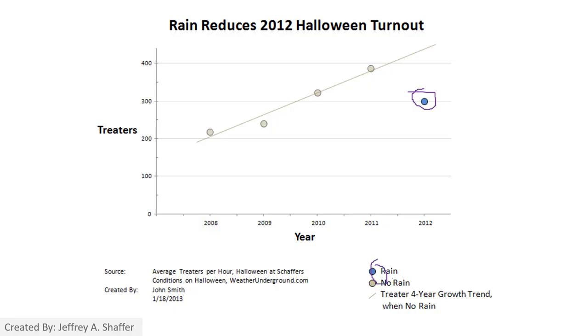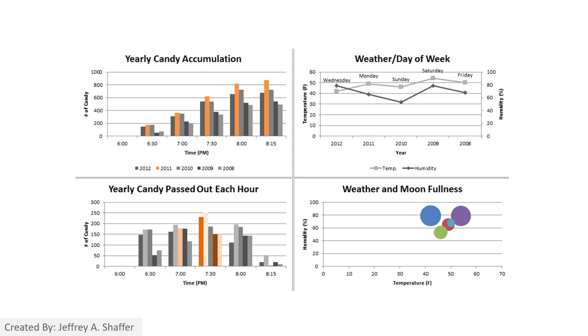So this is a great example where you can see that it uses color to indicate whether or not there's rain, and also the number of treaters over different years. For this one, there are several problems. The first is that the time is plotted in backward order, which is really weird. And also they are using size to indicate the phase of the moon, which is also not recommended. That really does not make any sense.